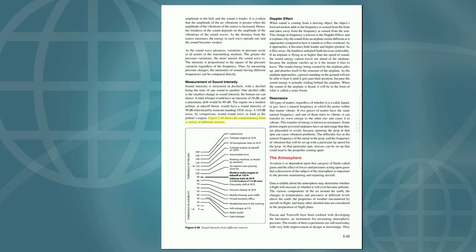Figure 5-49 shows the sound intensity from a variety of different sources. Threshold of audibility, threshold of feeling. Lethal level. Turbo jet engine at 50 feet. 50 horsepower siren at 50 feet. Turbo jet engine at takeoff at 150 feet, 180. Automobile horn, 160. 140, riveting machine as heard by operator. 130, an express train passing close by. 120. 110. 100, modern turbo engine at takeoff at 150 feet. 90. Subway train at 20 feet. 80. One half the loudness of 110 decibel noise. 70, pneumatic drill at 50 feet. 60, vacuum cleaner at 50 feet. 50. 40, nearby freeway auto truck. 30, private business voice. 20, residential area in the evening. 10, soft whisper at 5 feet. 0, radio studio. Faint whisper. Figure 5-49. Sound intensity from different sources.